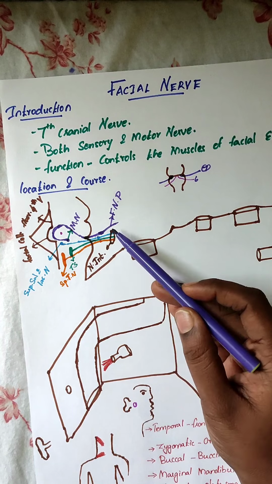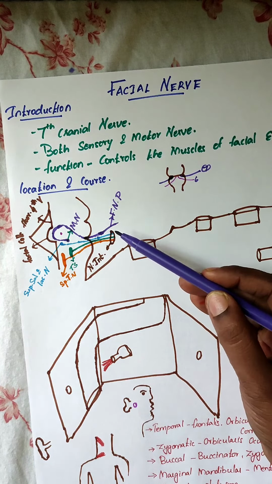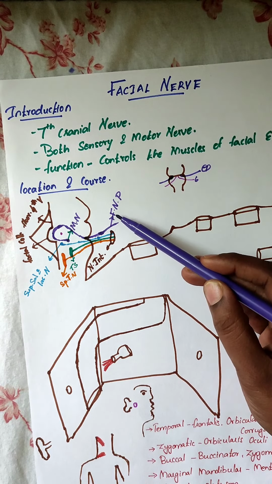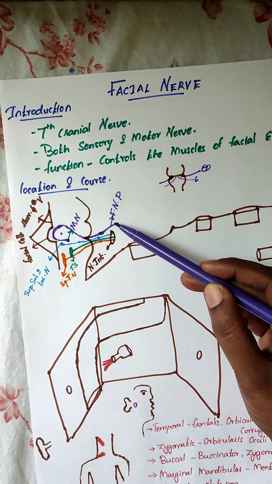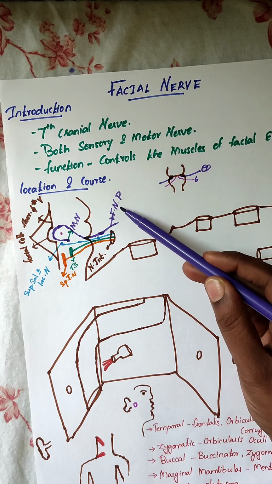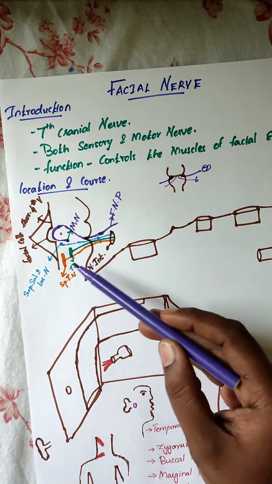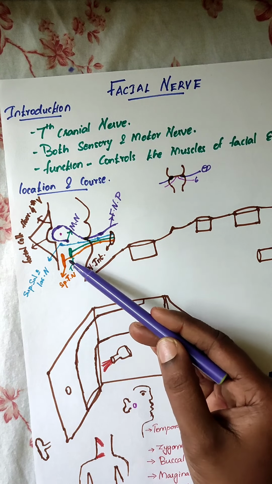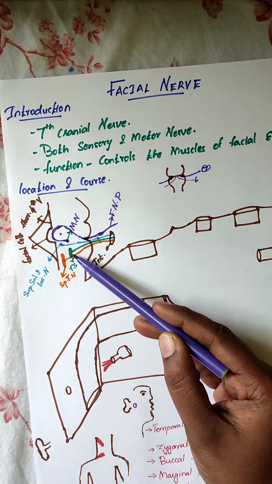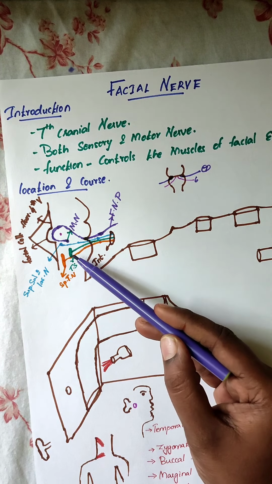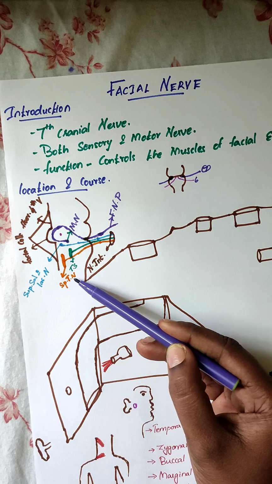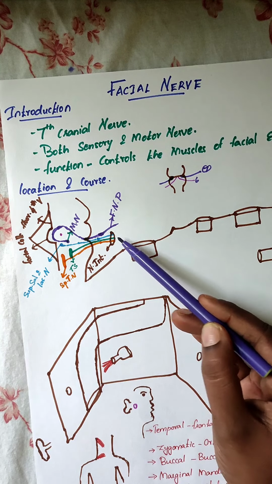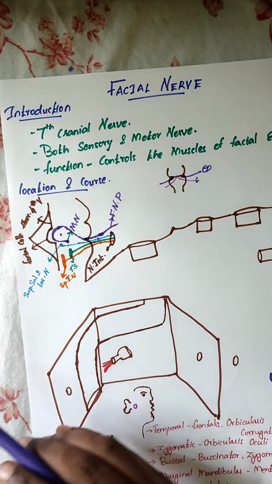So after coming out of the brainstem, the facial nerve is divided into two divisions. The first division is the facial nerve proper. The motor nerve alone is known as the facial nerve proper, and the nerve fibers from the parasympathetic nucleus and the sensory nucleus, that is the sensory fibers from the tractus solitarius and the spinal nucleus of the trigeminal nerve. These sensory fibers and the parasympathetic fibers together are known as the nervus intermedius.